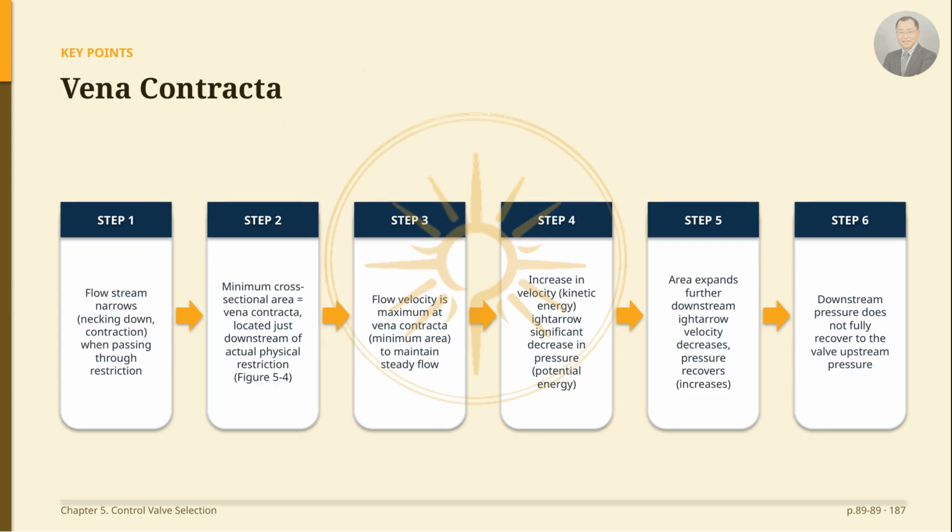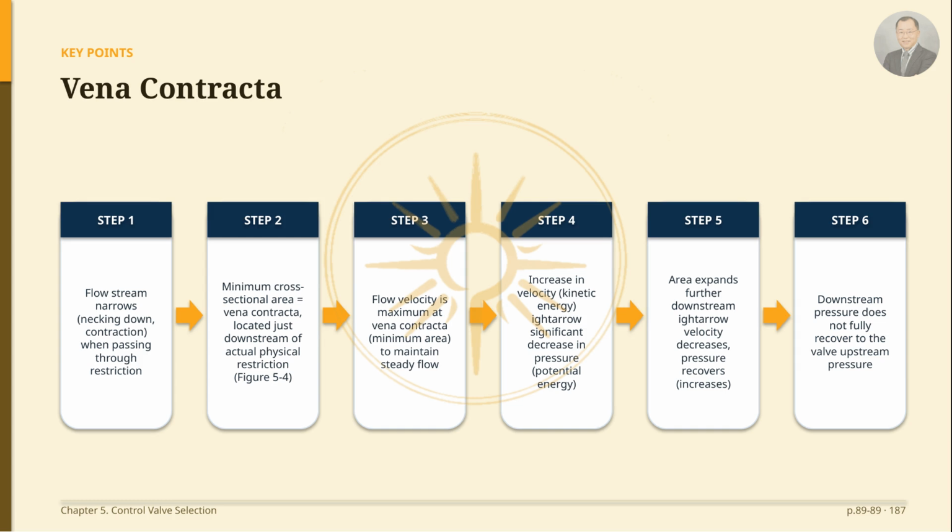Now let's discuss the vena contracta. When liquid flow passes through a restriction, the flow stream undergoes a necking down or contraction. The point where the flow cross-sectional area is smallest occurs just downstream of the actual physical restriction. This point is called the vena contracta, as shown in Figure 5.4. To maintain a steady flow of liquid through the valve, the velocity must be greatest at the vena contracta, where the cross-sectional area is the least.